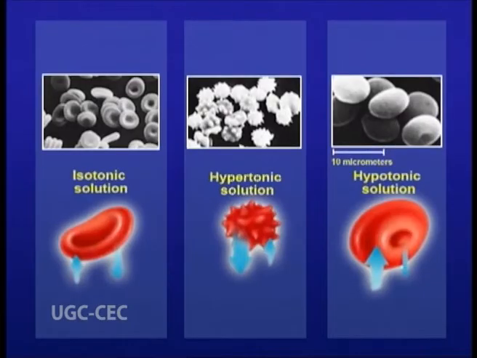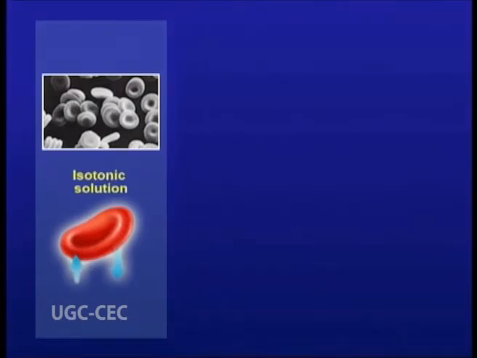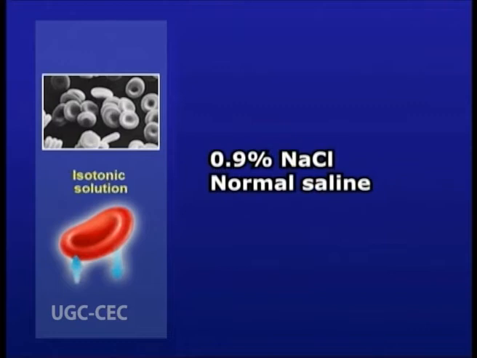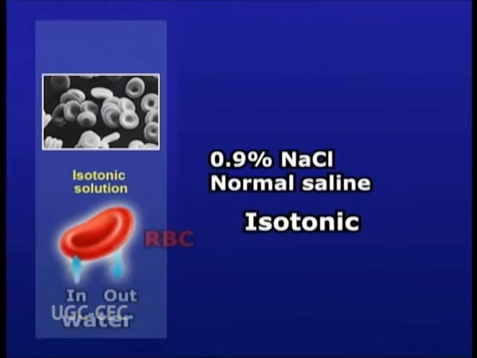The concentrations of solutes that cannot cross the plasma membrane are the same on both sides of the membrane in this solution. For instance, 0.9% sodium chloride solution, called normal saline solution, is isotonic for red blood cells. The plasma membrane of a red blood cell allows water to move in and out, but it is impermeable to sodium and chloride ions, the solutes. Water molecules enter and exit the red blood cell at the same rate. So, RBCs maintain their normal shape and volume.